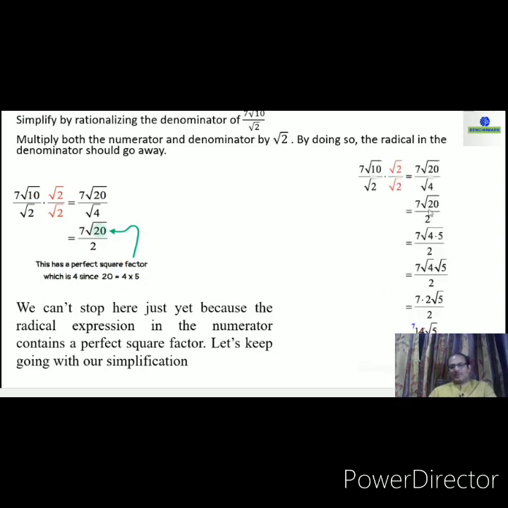So let's keep moving ahead with our simplification. At this step, 7 root 20 upon 2. Now this 20 can be written as the product of two numbers, 4 and 5. Now root 4 into 5 can be written as root 4 into root 5. So what is the square root of 4? 2. And root 5 will be as it is. Now this 2 and 2 get cancelled. So I am left with 7 root 5.